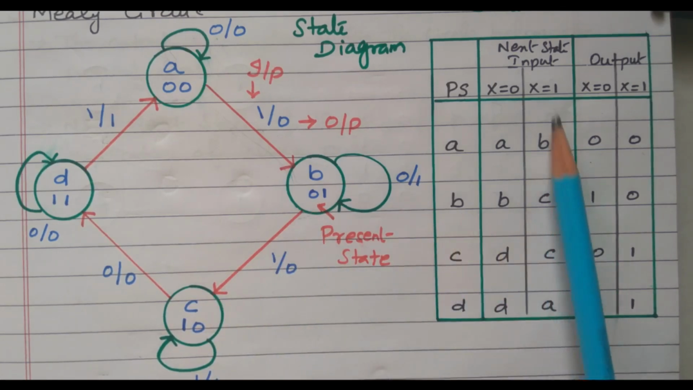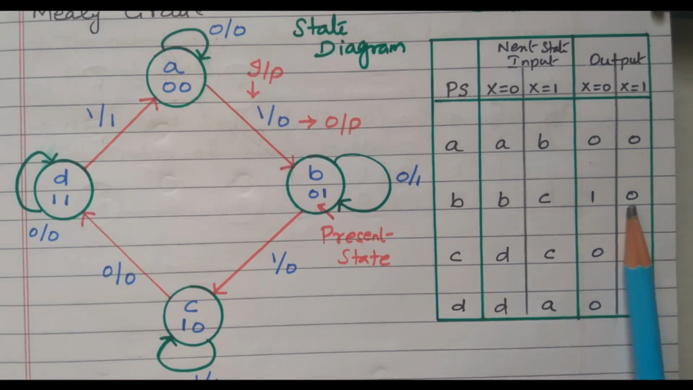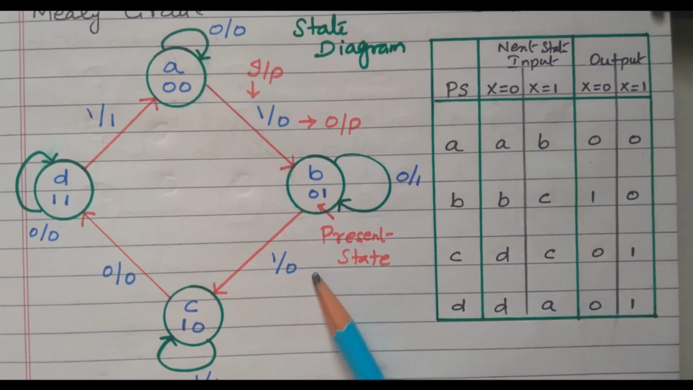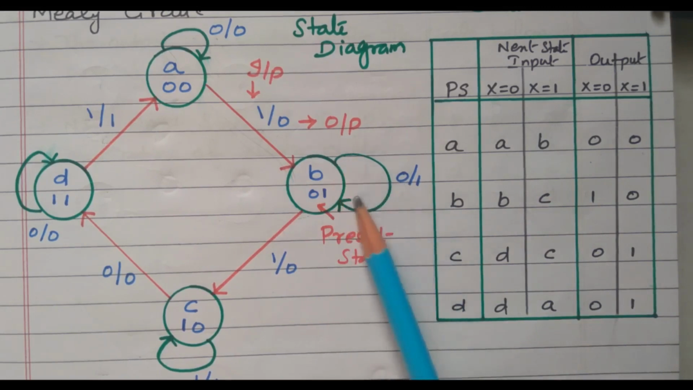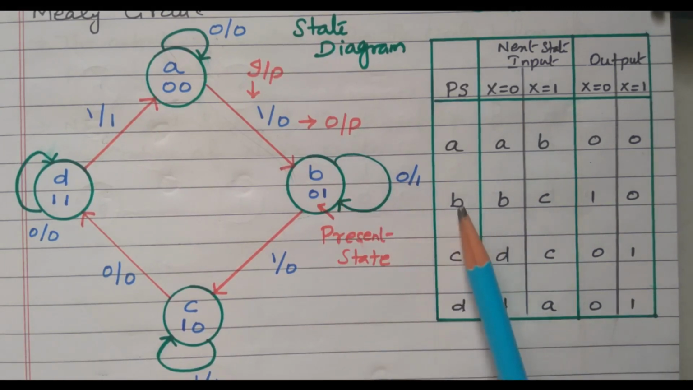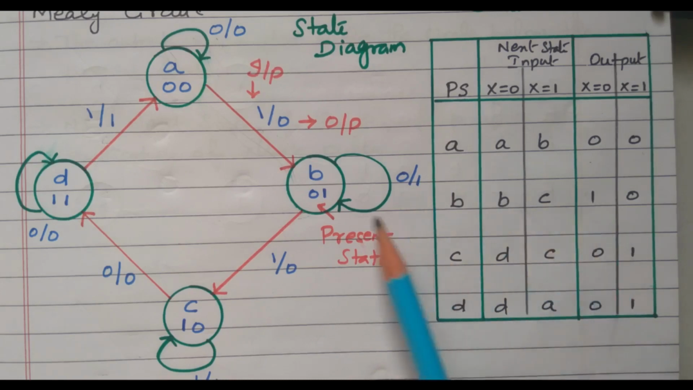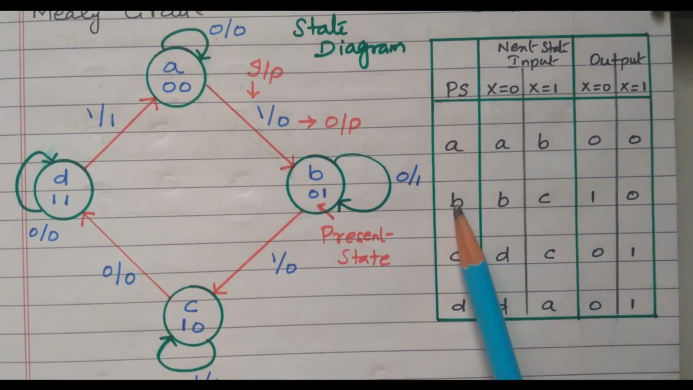B goes to C when x equal to 1, and for that the output will be 0, right. So, it is clearly given. For B, x equal to 0 means it goes to itself, B goes to B, and the output is 1. For B, x equal to 1 means B goes to C, and for that the output is 0, right. So, it is clearly given.